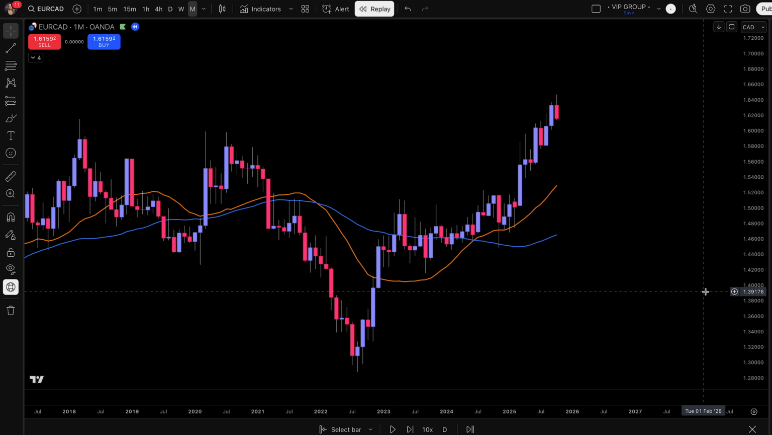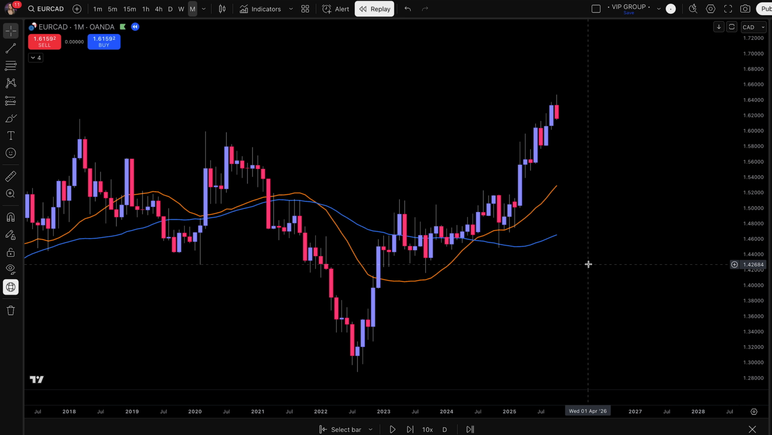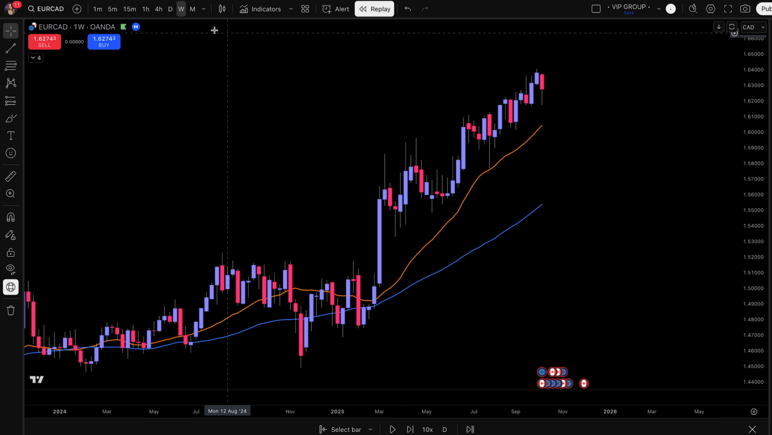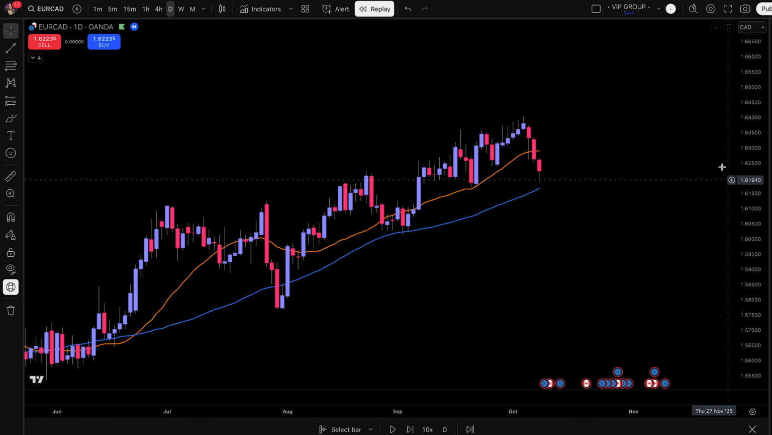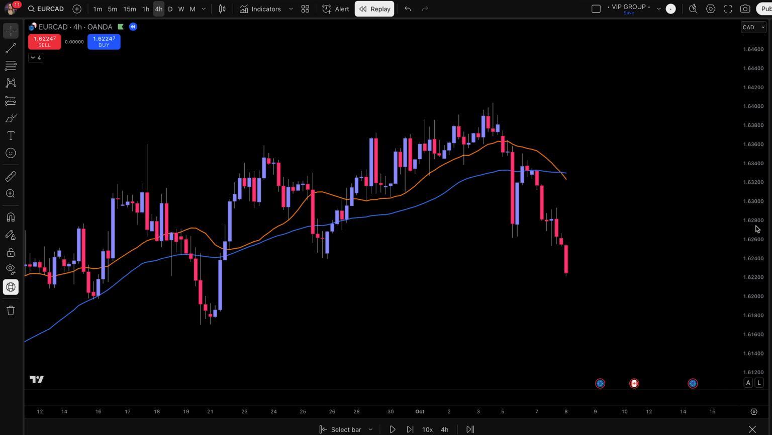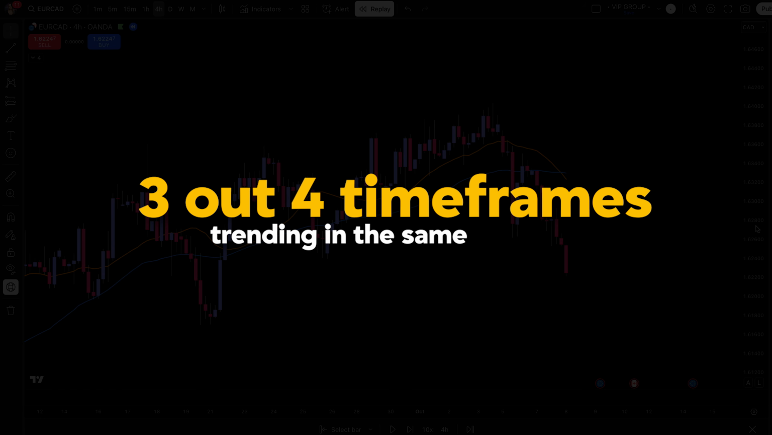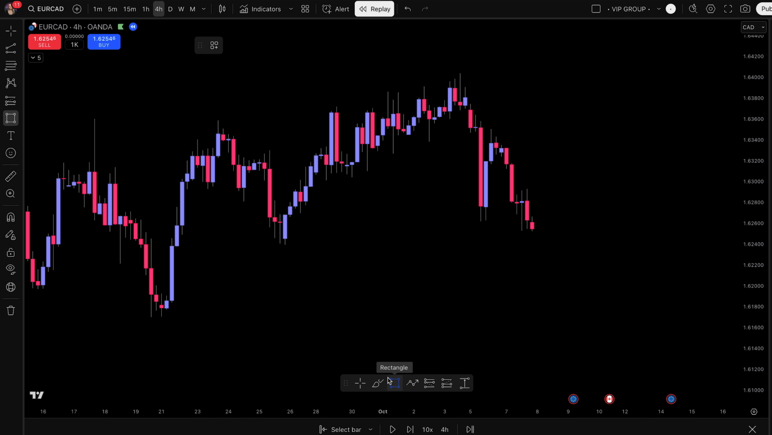First of all, we want to identify the trend, because everything starts with the price action direction. In this example, I'm just using the 20 and 50 moving averages to keep things simple, and as you can see, the monthly, weekly, and daily time frames are all trending up. However, the 4-hour entry time frame is currently trending down, but that's not a problem, and I will tell you why. As long as you have 3 out of 4 time frames trending the same way, it's still a very strong Forex trading opportunity.